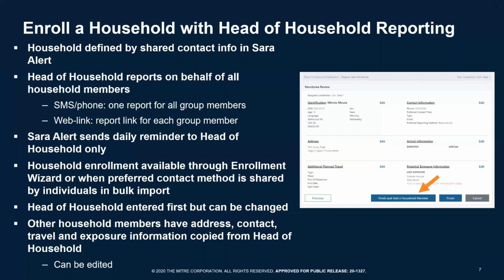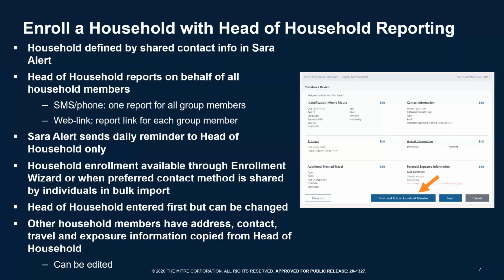Since the web link option provides the most detailed information for each household member, use of the web link options is highly recommended. When manually enrolling a household into Sara Alert, the first person you enroll will become the head of household. But this designation can be changed, as we will cover shortly.